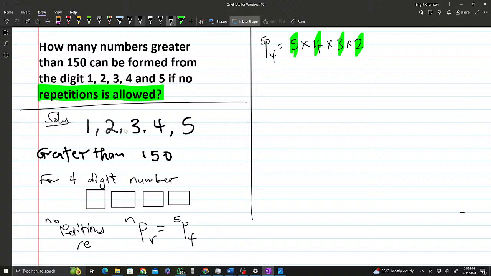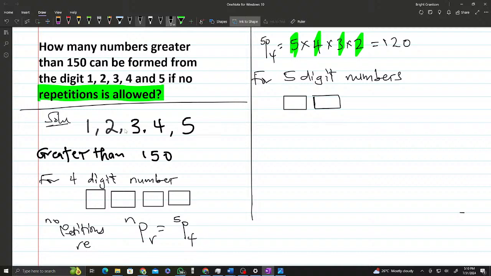So what is the answer for this one? 5 times 4 is 20. 20 times 3 is 60. 60 times 2 is 120. Now, for 5-digit numbers, because any 5-digit number from here is also greater than 150, we have 5 boxes: 1, 2, 3, 4, 5.